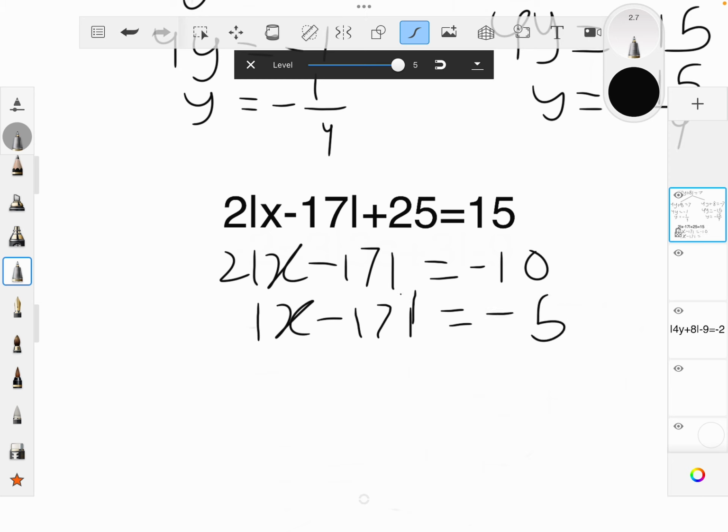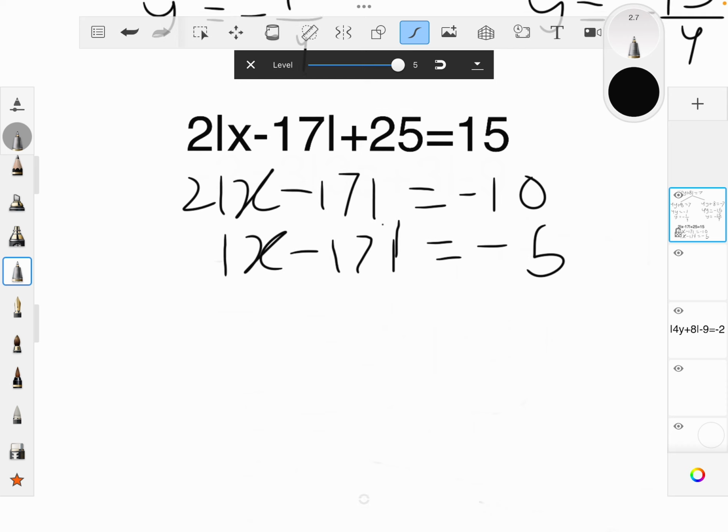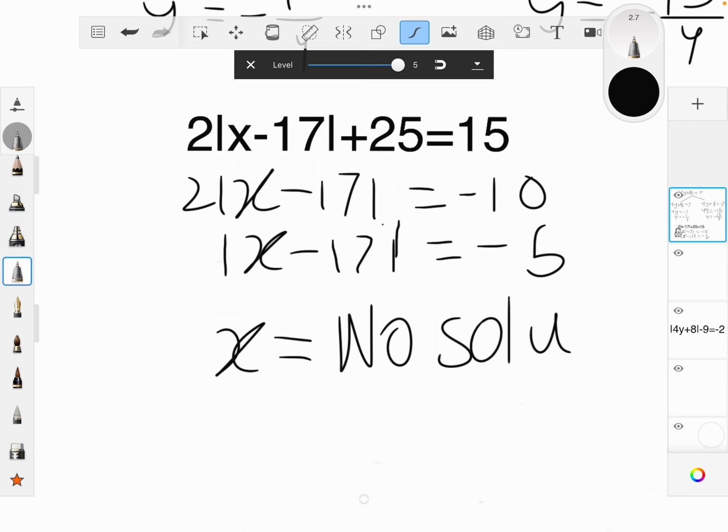Now, the answer to this equation would be no solution, because an absolute value denotes the distance from 0, and obviously the distance from 0 of an absolute value can never be a negative number. So the answer to this is x equals no solution, or no numbers, depending on what your teacher wants you to write.